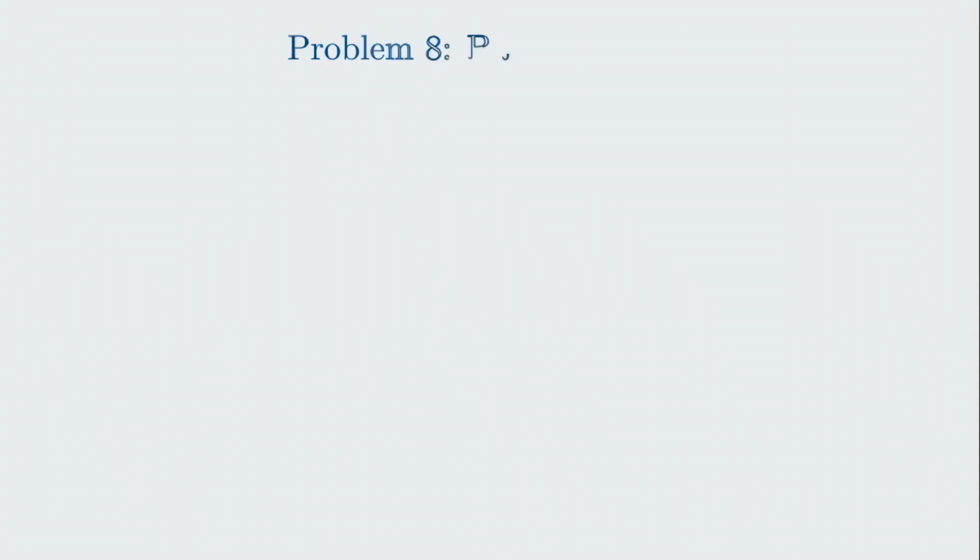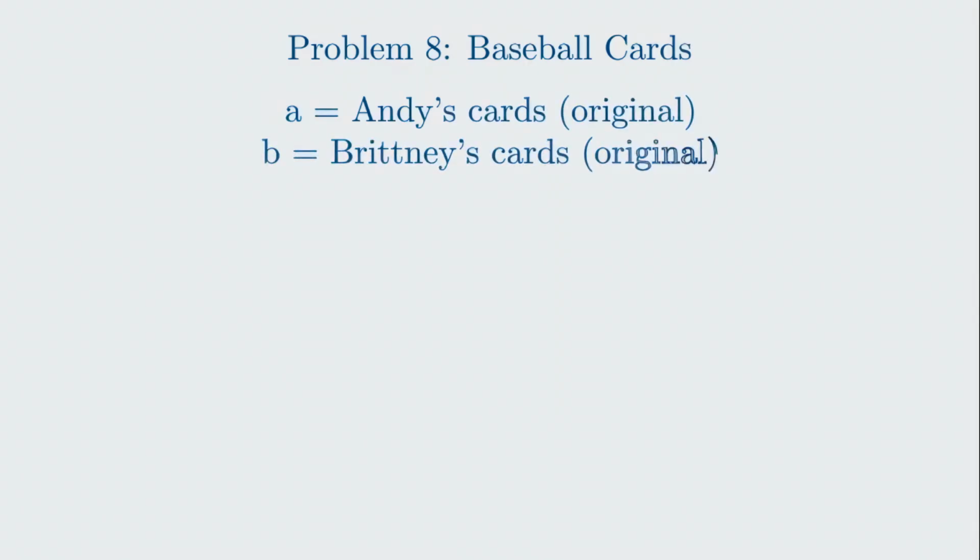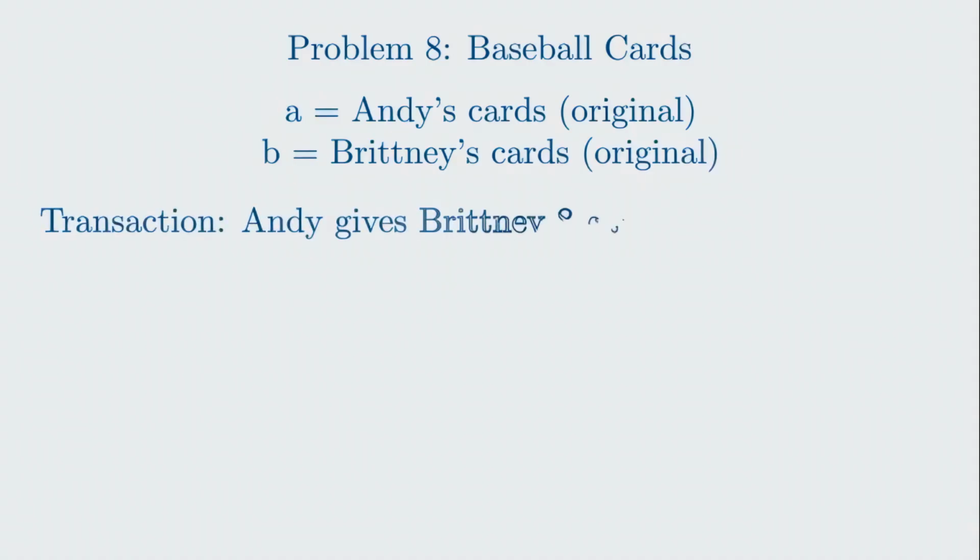Problem 8 presents a word problem about baseball cards. We have two collectors, Andy and Brittany. Let's start by defining our variables. Let's use A for the number of cards Andy has and B for the number of cards Brittany has. These are their original collections. The problem describes a transaction. Andy gives Brittany 8 cards in exchange for 1.